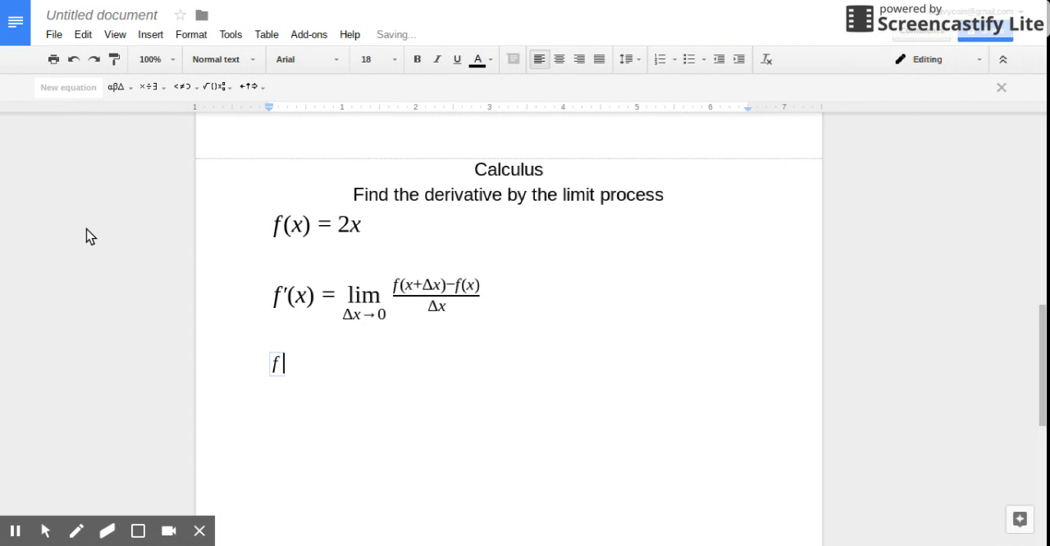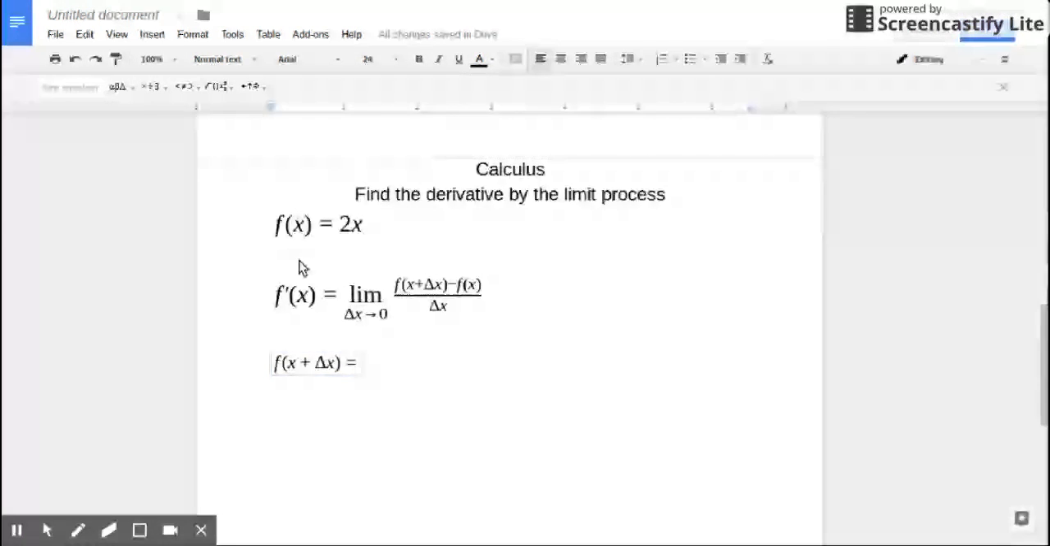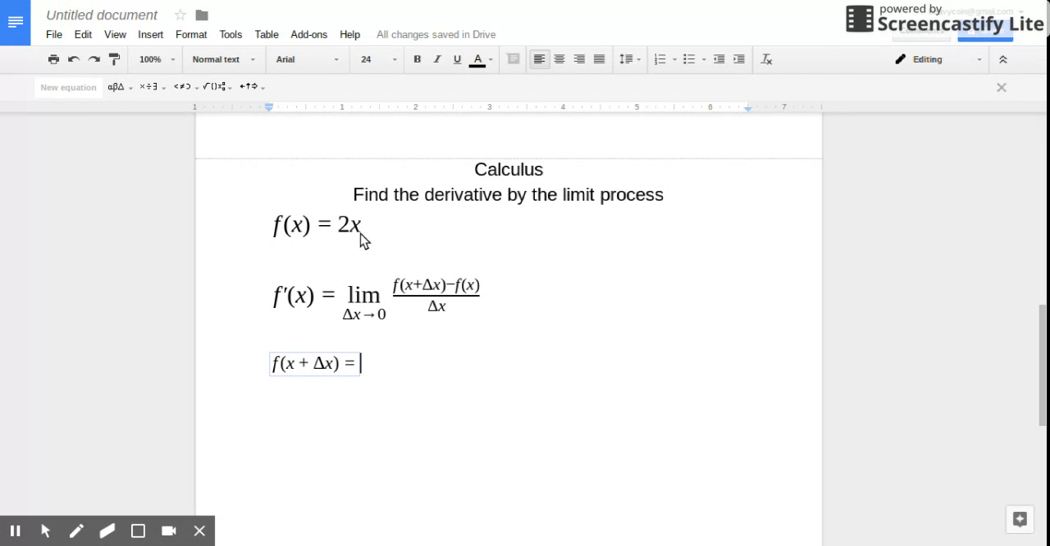So we have f of x plus our delta x is equal to, now what we're going to do is take this x plus whatever's in parentheses right here and plug it right in for this x right here. In other words, this x right here is going to get replaced by whatever's in parentheses right here. All right, so that means you're going to have 2 times, okay, x plus delta x. So whatever's in parentheses is going to replace this x.